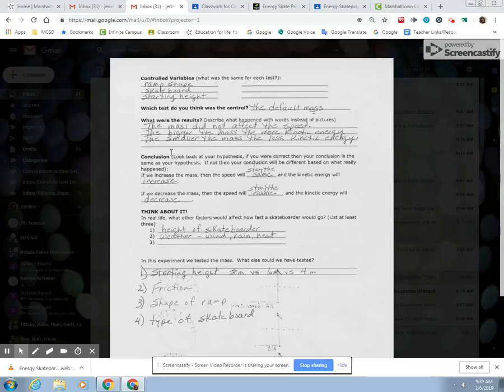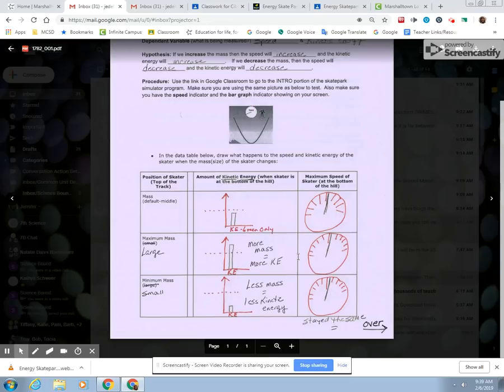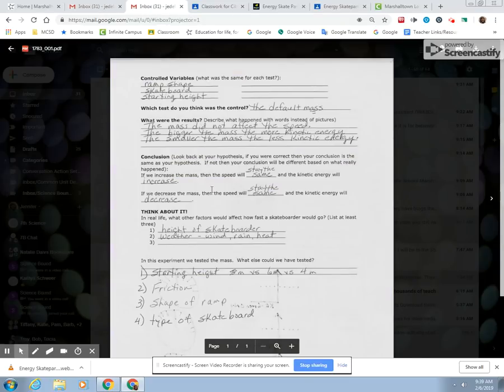All right, we're almost there, people. The conclusion. Here's what really happened. If we increase the mass, then the speed will stay the same and the kinetic energy will increase. That's what actually happened, okay? And if we decrease the mass, the speed will stay the same and the kinetic energy will decrease. So this is what everybody should have alike. Even though we might have made a prediction that was different, the results should have all been the same. So change that if you do not have that information.